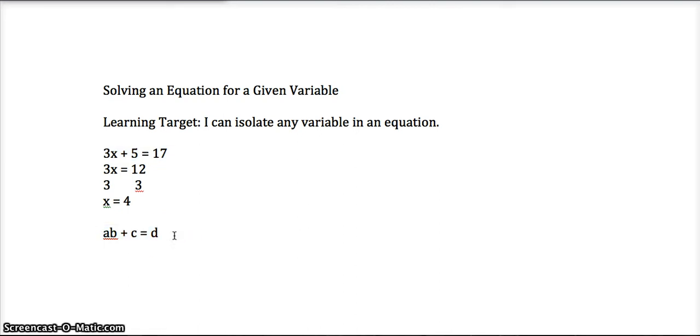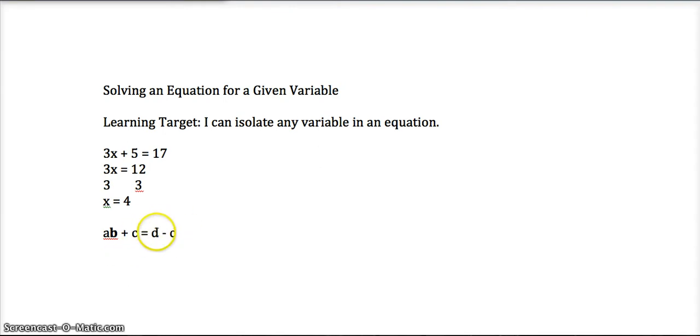So let's say that we're solving for B. I'm going to put that in bold so that you know we're trying to get B by itself. So what would we do? Well, first we have to do the same thing. We can't divide here first. We need to subtract the C. So we're going to subtract a C from both sides.